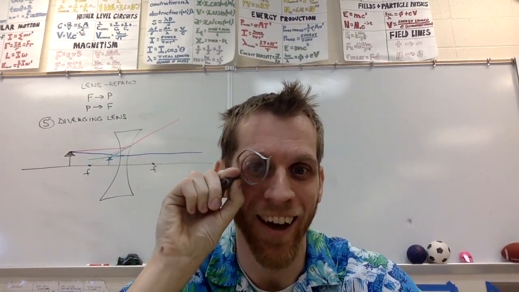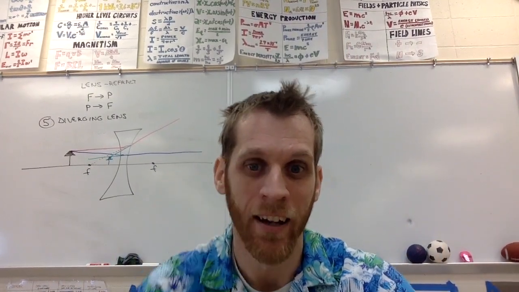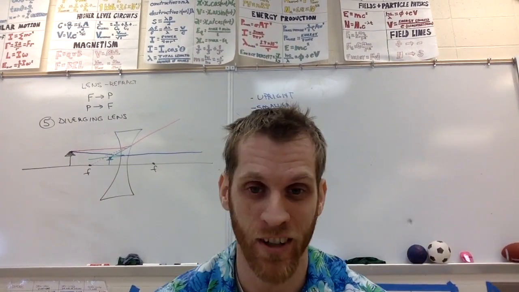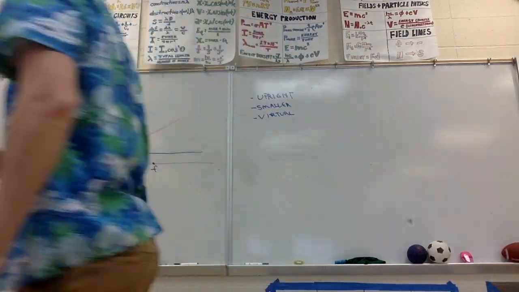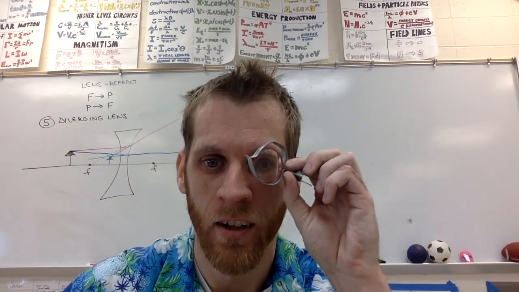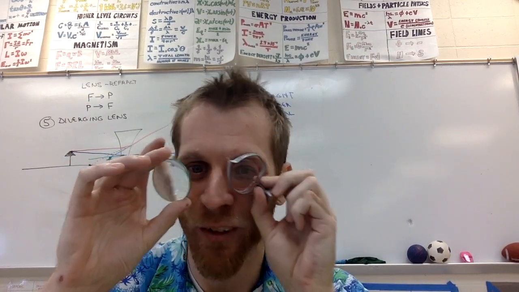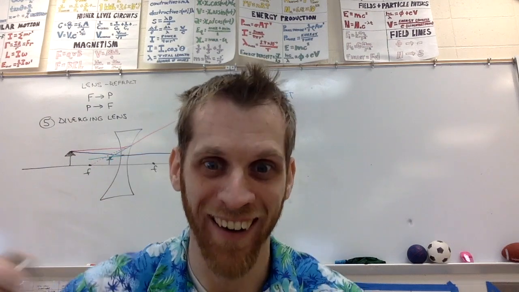So look at what my eye does here. Little bitty eye, little bitty eye. It's actually kind of funny when I take the magnifying glass on one eye and the diverging lens on the other eye. Let me do that real quick. Okay, so this is the diverging lens. Little bitty eye. Here's the magnifying glass. Big eye. What? Whoa! All right.